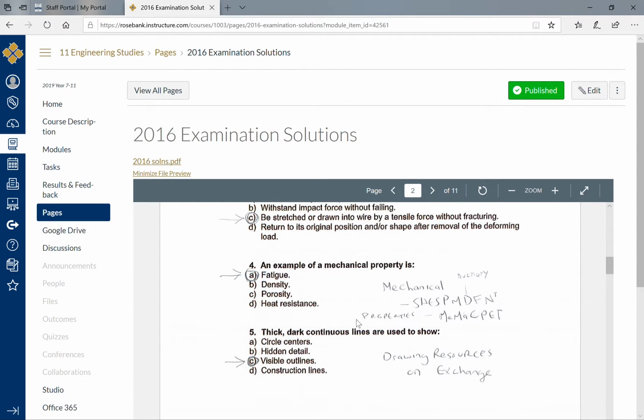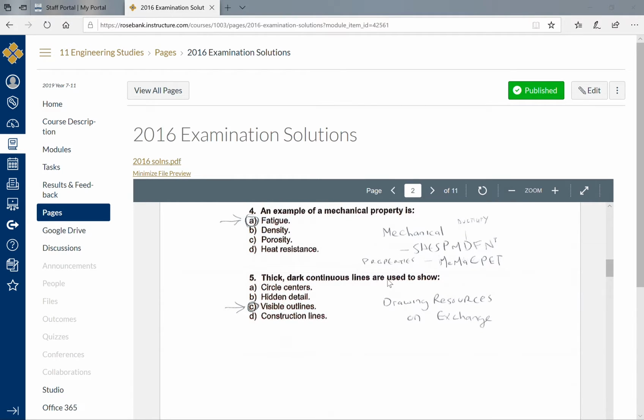If you want to remember all the properties in general, you've got this little way of remembering it here, which is me, mac, pet. Mechanical, magnetic, so mechanical properties, magnetic properties, chemical properties, physical properties, electrical properties, and thermal properties. So they're all the different types of properties, and of course mechanical is the one you deal with quite often. So we know, if you're looking for an example of mechanical property, fatigue, because fatigue is in that little way of remembering the mechanical properties.